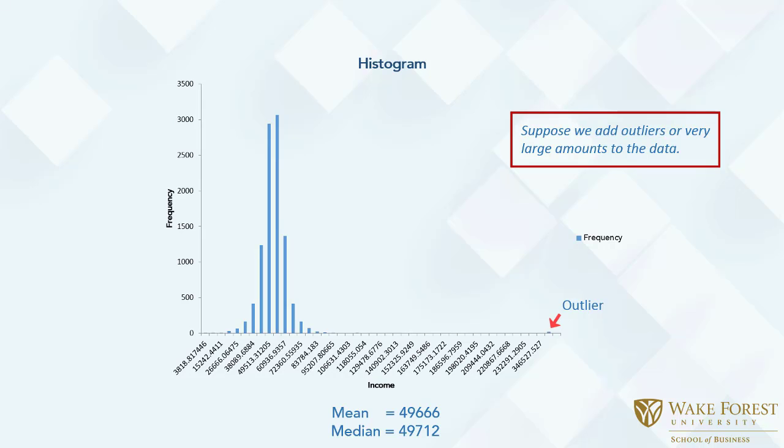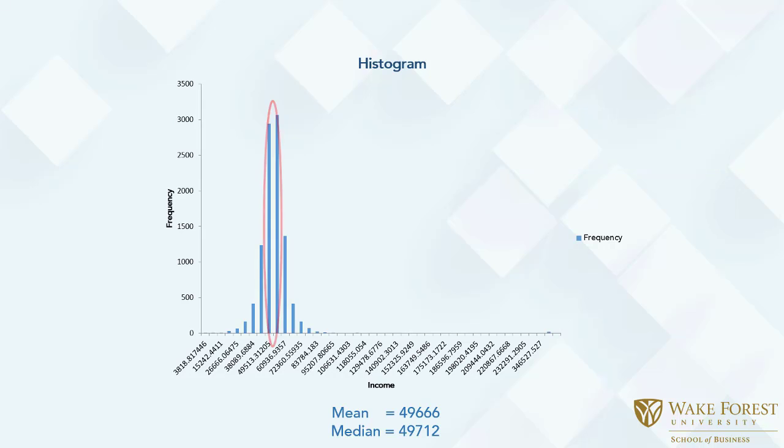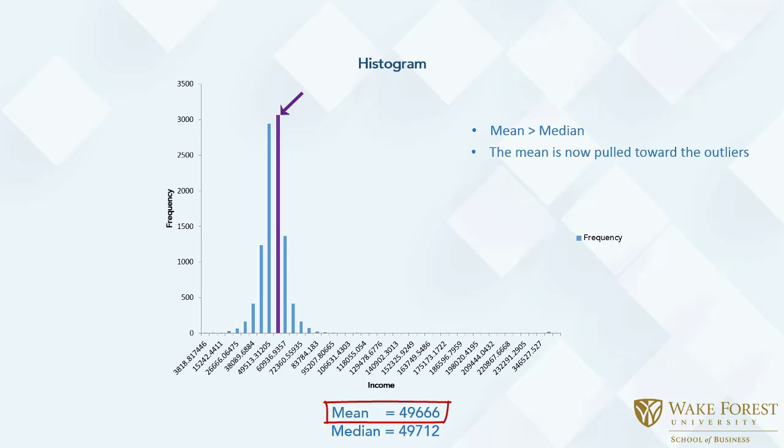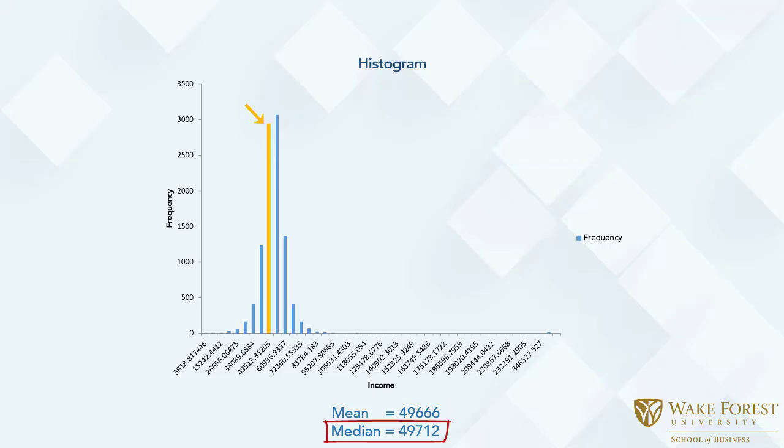One example might be income. Now you can see the majority of the data have a symmetric distribution, but now there are outliers on the histogram. You can see that the mean is now inflated. It is larger than the median. The mean is now pulled toward the outliers. Note that the median only changes slightly. The median does not move much when outliers are added to the data set.